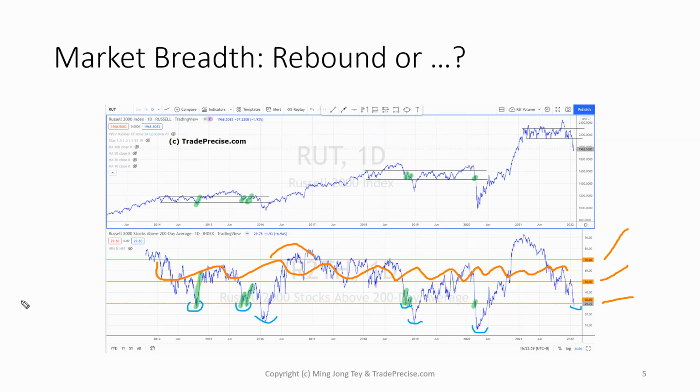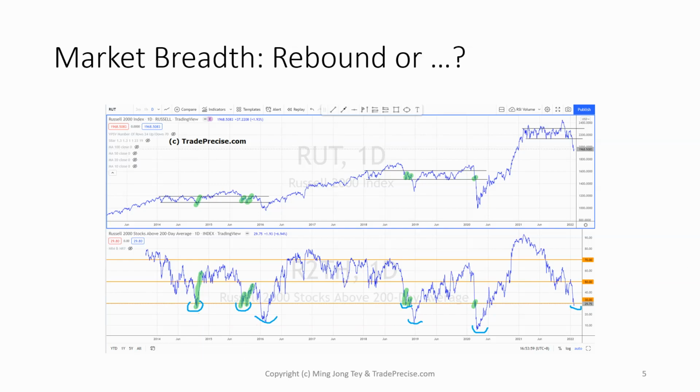I think a bull run is very healthy because 50 to 70% of the stocks are above the 200-day MA. That's a very healthy market. It's quite normal to see this kind of situation, especially in a bull market. However, the danger actually comes when it's below the 50% level. When the market breadth comes down from the 50% level, I think that actually spells trouble. So I've just circled quite a few. There's one in 2014.